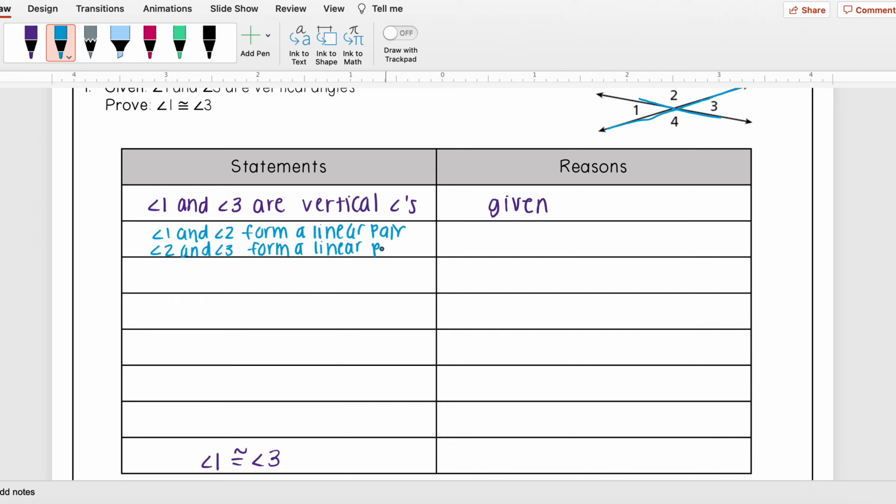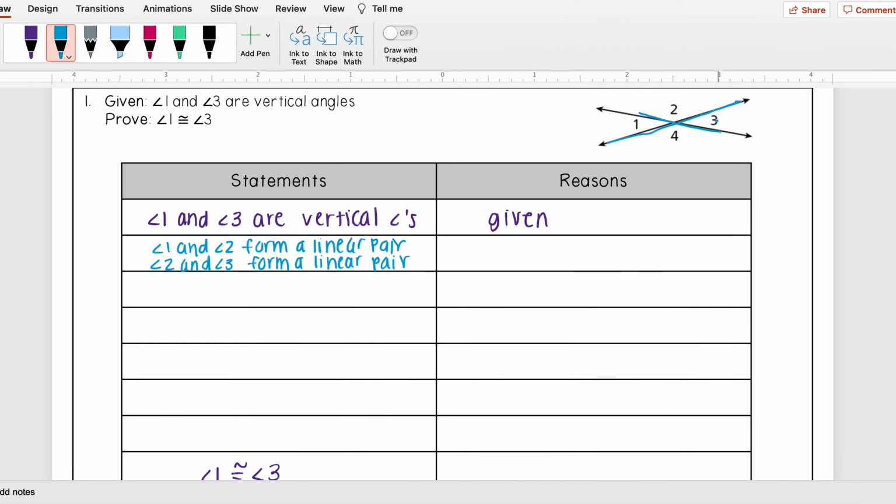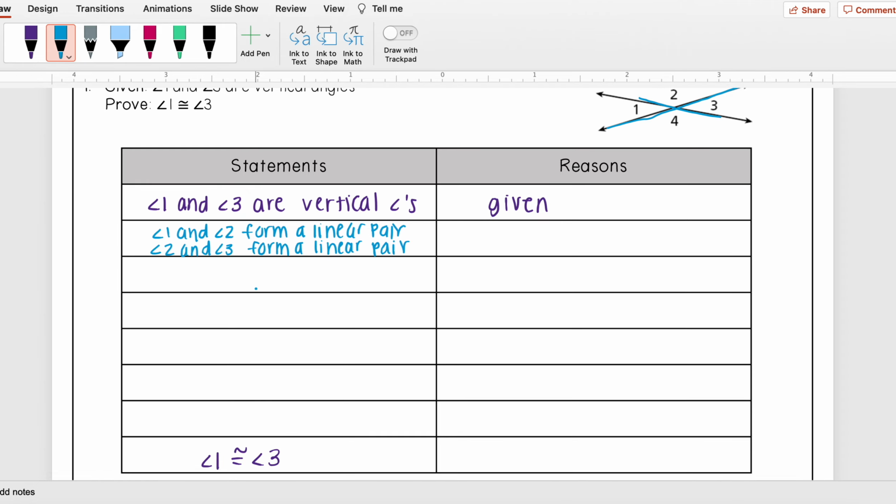I chose these to make note of since I'm wanting to eventually say that angle 1 is congruent to angle 3. So I wanted to relate angle 1 and angle 3 together with something in common. So I chose angle 2. You could have done the same thing with angle 4. And the reason why I know that is the definition of linear pair. So I saw that in the diagram.